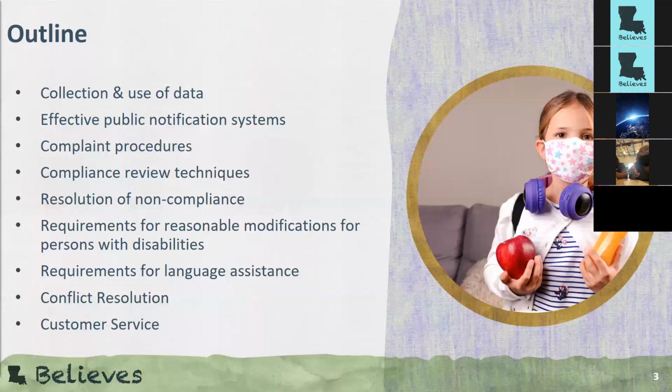Here's our outline for today. First, we will cover the requirement to collect race and ethnicity data and why that information is collected. Second, we will discuss public notification systems. This is the process by which SFAs notify the potential applicants of the availability of meals. Third, what should an SFA do if they receive a complaint alleging discrimination in the school nutrition programs from a student or parent? Next, we will discuss what an SFA should do if there are areas of noncompliance and how to handle reporting of compliance issues.